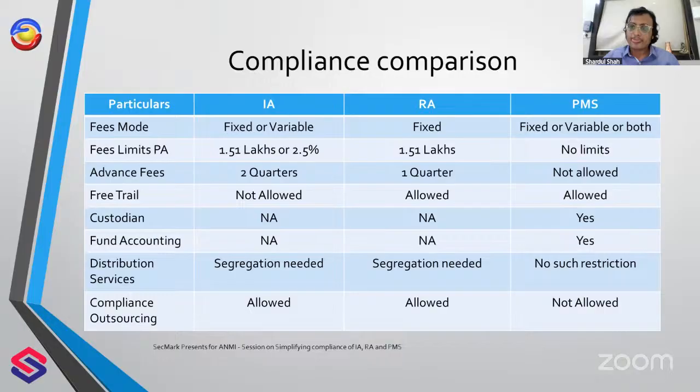Compliance outsourcing. There is a recent amendment in the IA and RA regulation wherein the complete outsourcing of compliance is permitted, including the compliance officer, who can also be an outside agency or professional like a chartered accountant, company secretary or cost accountant. However, no such flexibility is available with regard to the PMS regulation. So the PMS should have an in-house compliance officer who should be an employee of the PMS.